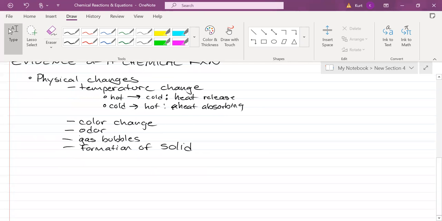Okay. Now, let's talk about the figures that we use for representing.